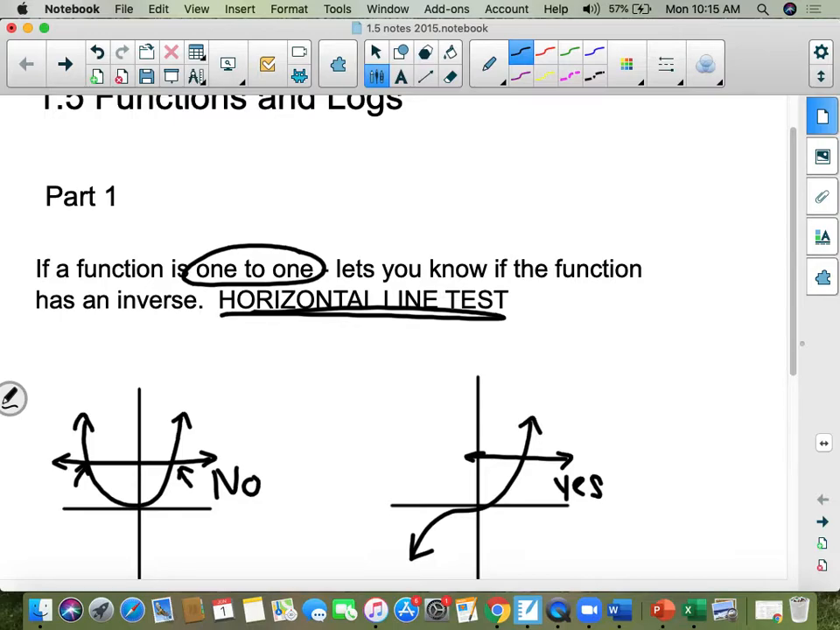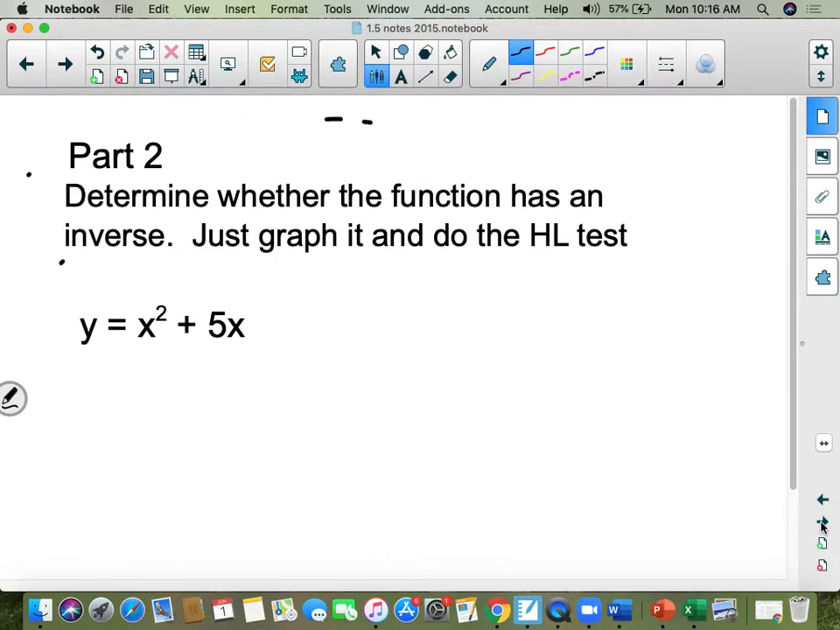Basically, if it's 1-to-1, it cannot have a repeating y value. So just do the horizontal line test to check to see if it's 1-to-1. Determine whether the function has an inverse. Just graph it and do the horizontal line test.